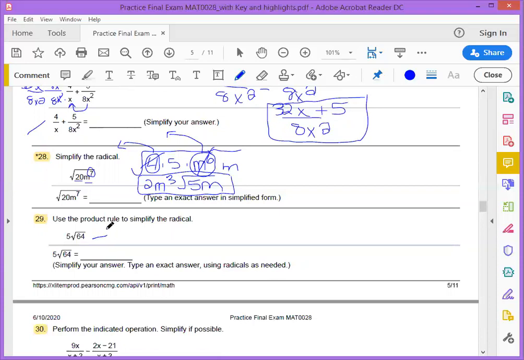Now looking at number 29, we have 5 outside of the parenthesis, or out of the square root. And 64 is a perfect square number. The square root of 64 is 8. So we're just going to multiply 5 times 8 to get our answer of 40.